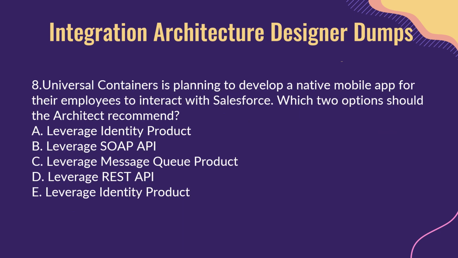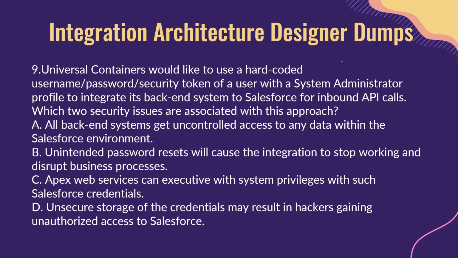8. Universal Containers is planning to develop a native mobile app for their employees to interact with Salesforce. Which two options should the architect recommend? A. Leverage Identity Product. B. Leverage SOAP API. C. Leverage Message Queue Product. D. Leverage REST API. E. Leverage Identity Product.